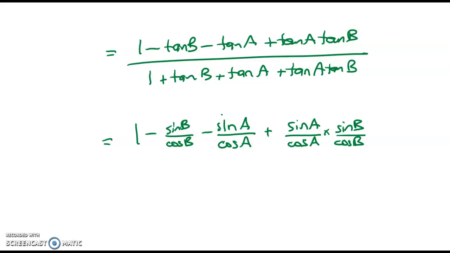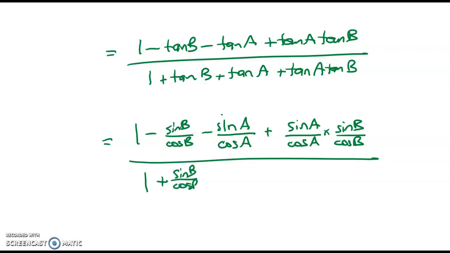Right, so that's the top line done, and then the numerator's done. So now we do the denominator: 1 plus sine B over cos B. Now, as you're writing all this, hopefully your brain is going, I'm adding fractions, so I want to get a common denominator.